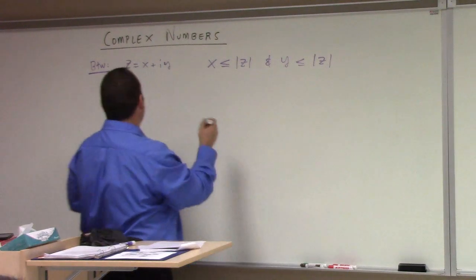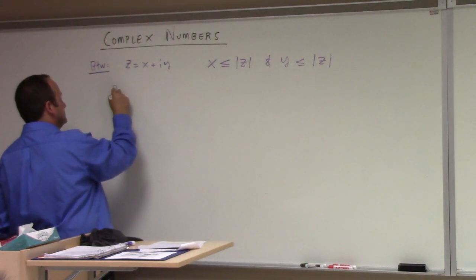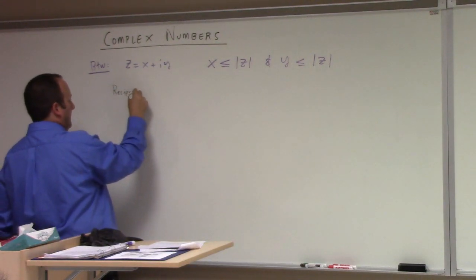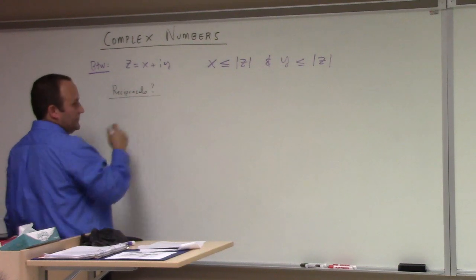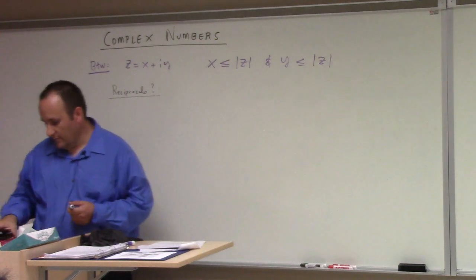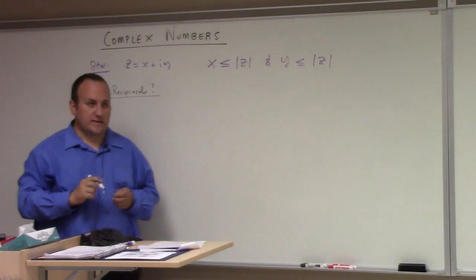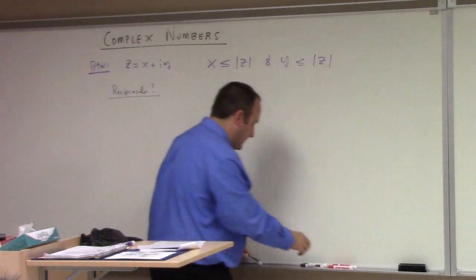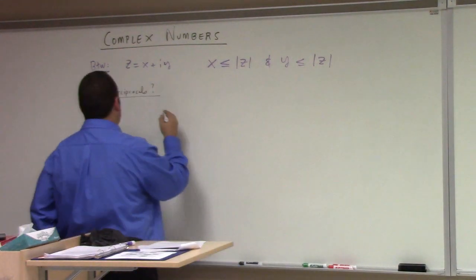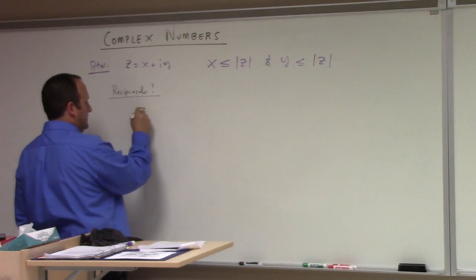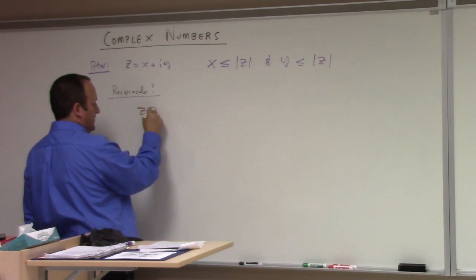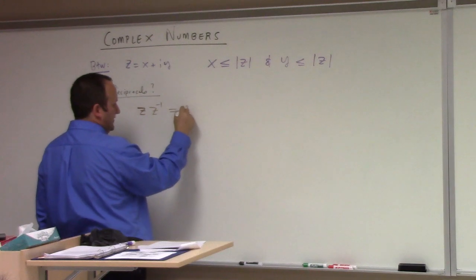Next up, reciprocals. So, in other words, we want to ask the question, does a complex number have a multiplicative inverse, right? So, we would like for z times z inverse to be equal to 1, whatever this z inverse is.